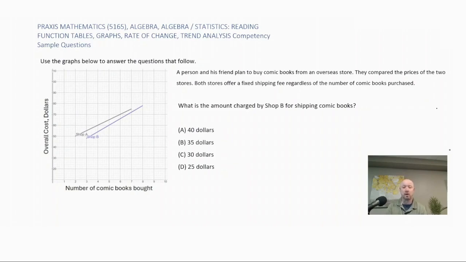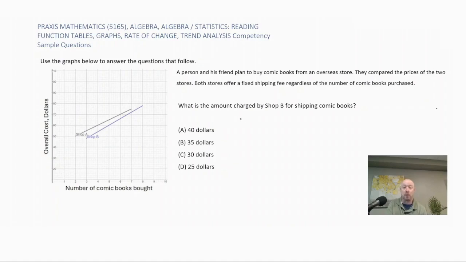Okay, so when we look at our graphs, we have a linear relationship here of shop A and shop B. So the shipping cost is going to be the y-intercept of the linear equation, because that would be 0 comic books. We get a fixed cost, which is represented by the y-intercept. So what we need is for the blue graph, shop B, we need its y-intercept. So what I'm going to do is pick 2 points on here.